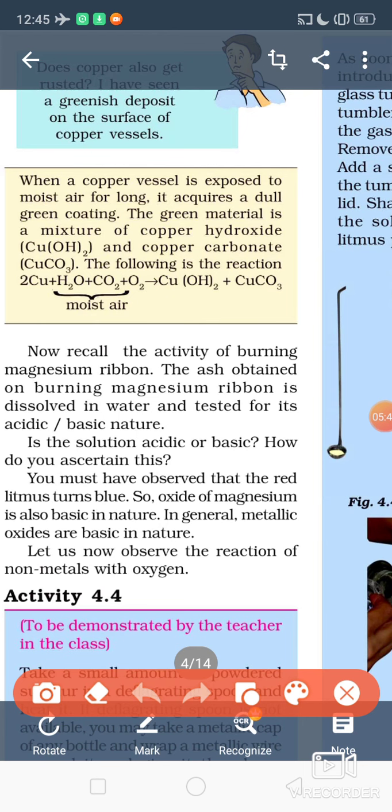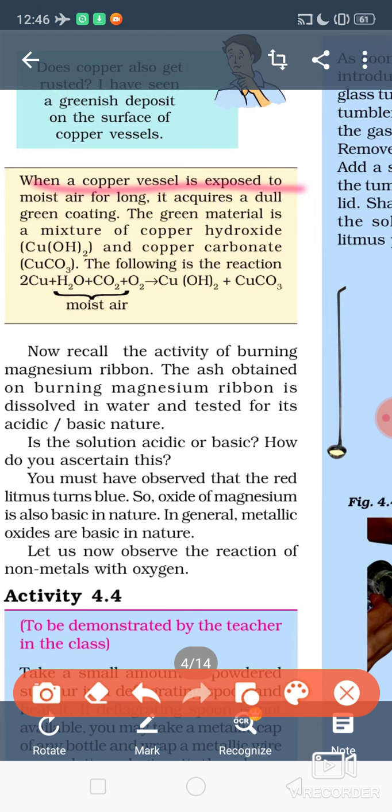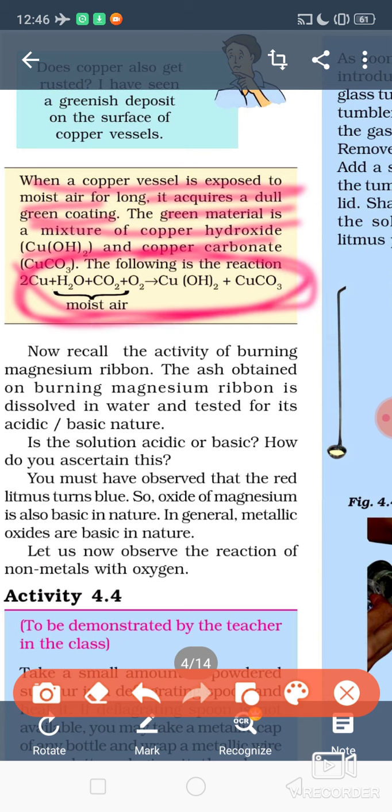So you can see here that when a copper vessel is exposed to moist air for a long time, it acquires a dull green coating. I have shown you in the figure. The green material is a mixture of copper hydroxide, Cu(OH)2, and copper carbonate. So this is the reaction involved in that.